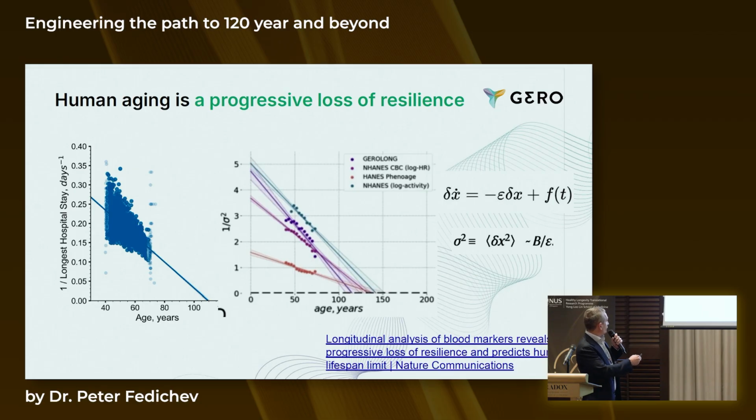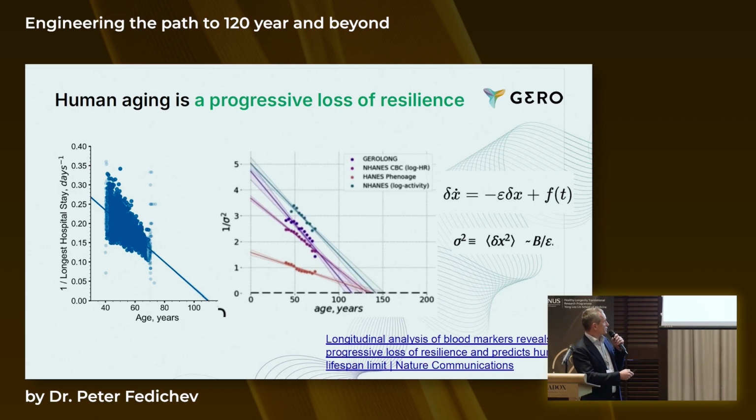And if you measure the variance of biological ages, and these are different biological ages, one of them is PhenoAge, for example, you can see that the inverse variance is actually also going down linearly with age and hits zero at about the same age. This basically means that the fluctuations of physiological variables in humans can be mapped onto the Langevin equation.